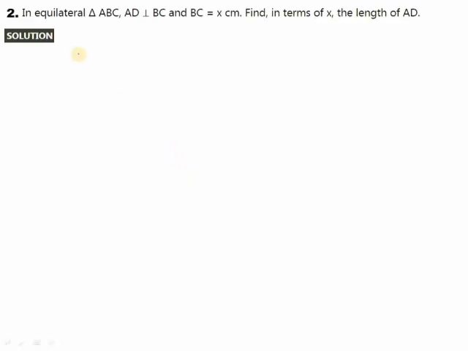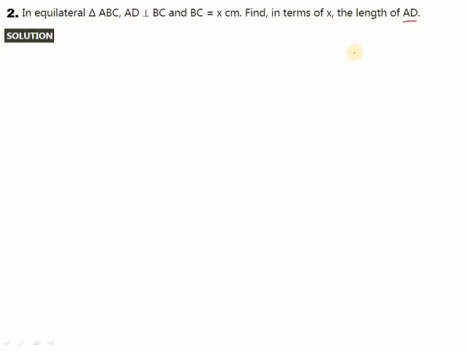Today I am starting with question number 2, which says: in an equilateral triangle ABC, AD is perpendicular to BC and BC is given to be x centimeter. Find the length of AD in terms of x. So you need to find what is AD in terms of x.